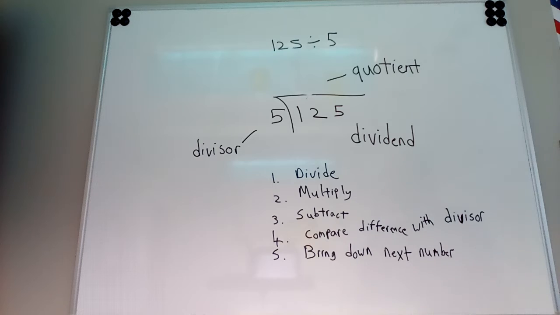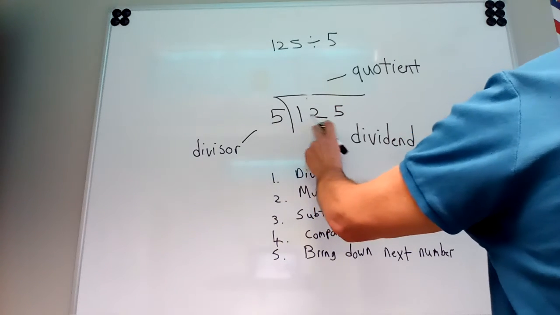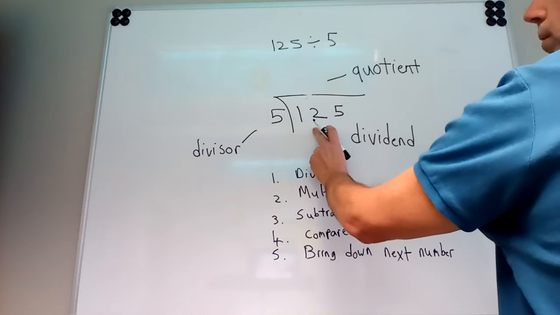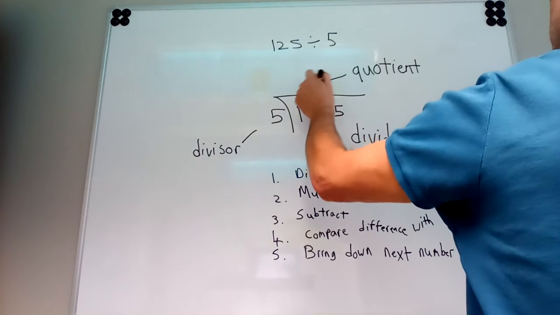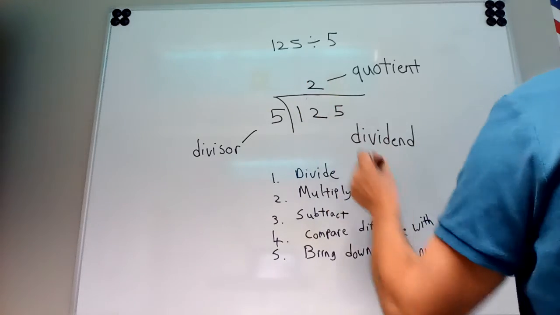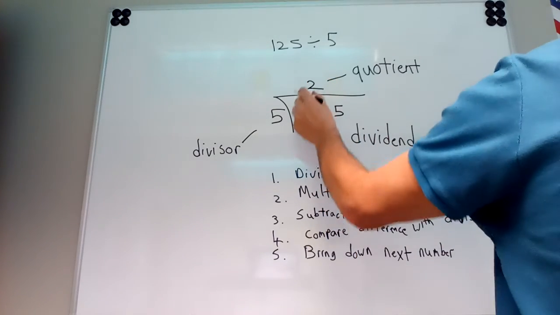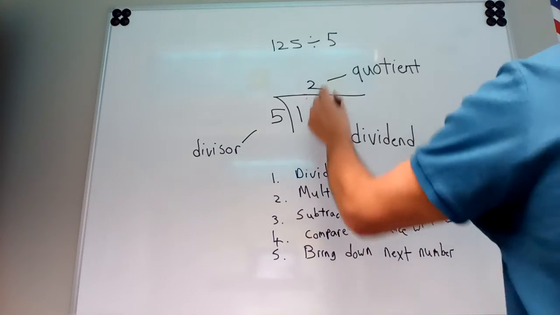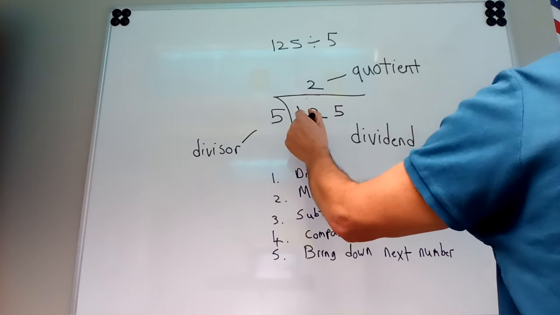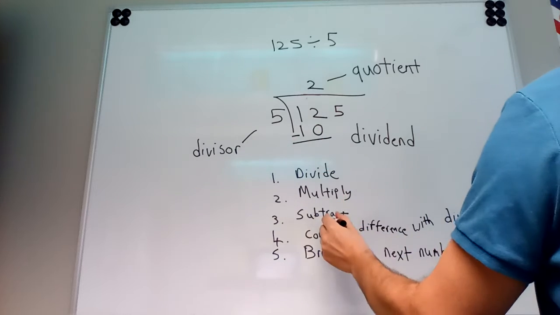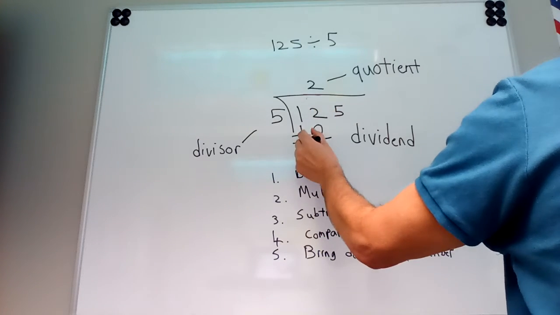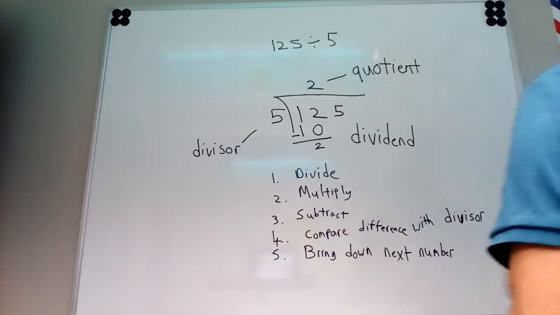But the way I like to look at it is how many times will 5 go into that 12 without going over? And it'll go 2 times. What's the most it will go into it without going over? Well, 2. So I divided that. Now I'm going to multiply. 2 times 5 is what? It's 10. Now I'm going to subtract, and when I subtract 10 from 12, I end up with 2.